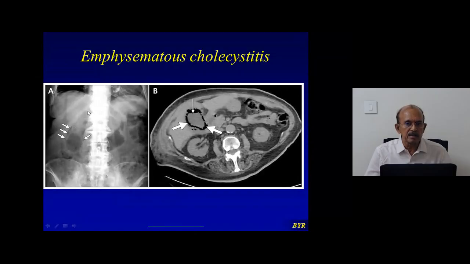Normally, the gallbladder is not seen on plain X-ray abdomen. If you are seeing a black pear-shaped shadow here, that is because of gas. The gas indicates that it is a severe emphysematous infection, so it's very dangerous. This is a CT scan showing the gas around the gallbladder.